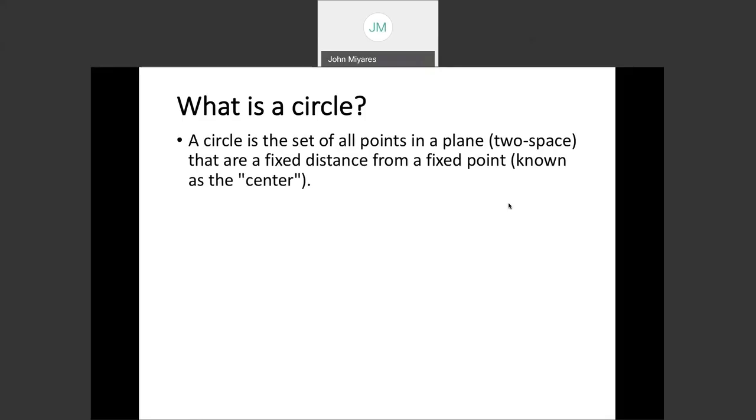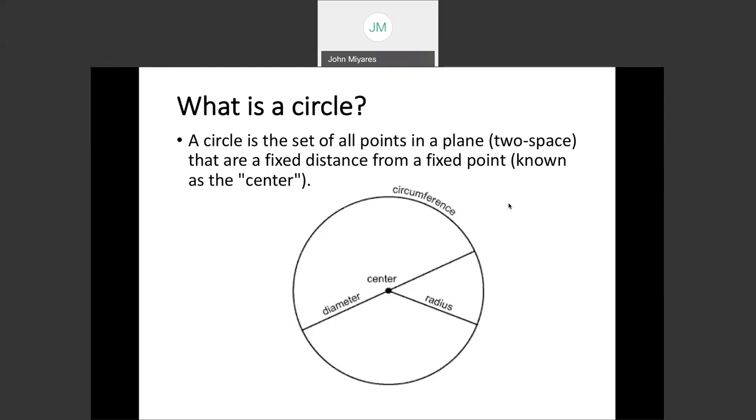Now, a circle is a set of all points in a plane, which is a flat two-dimensional surface, that are a fixed distance from a fixed point known as the center. The distance from the center point to any point on the circle is called the radius, and the diameter is the segment that connects the 2 points on the circle through the center point. Here we have a diagram showing the circle, marking the radius, the diameter, the center, and the circumference.